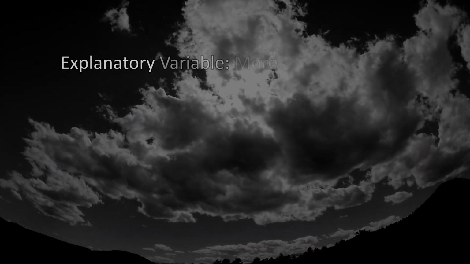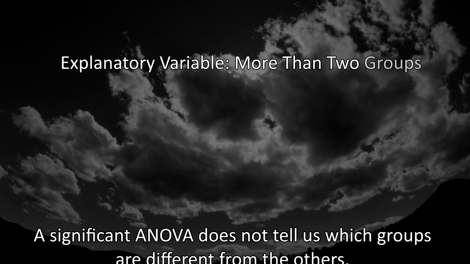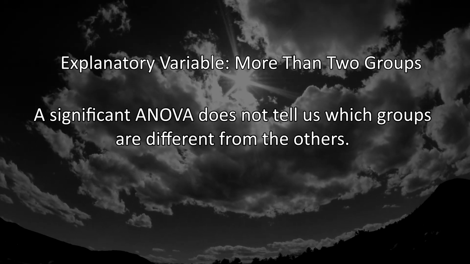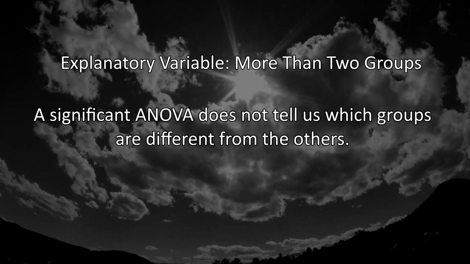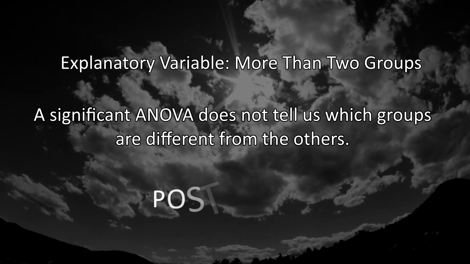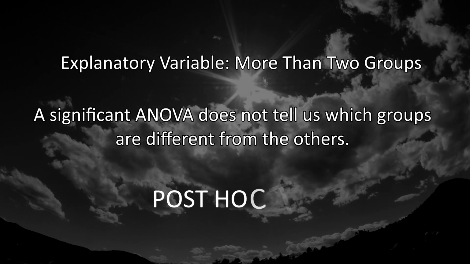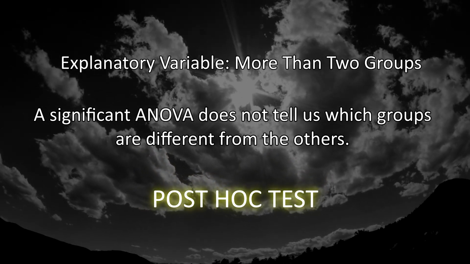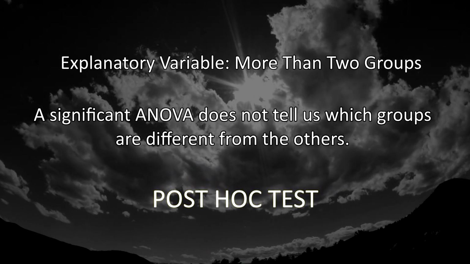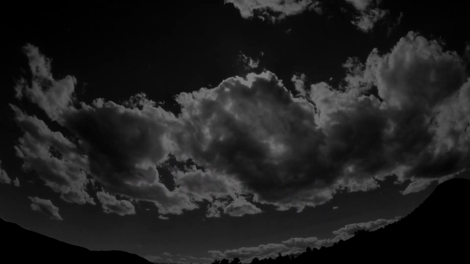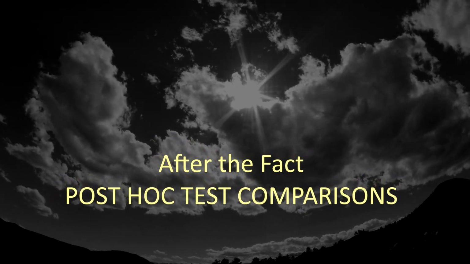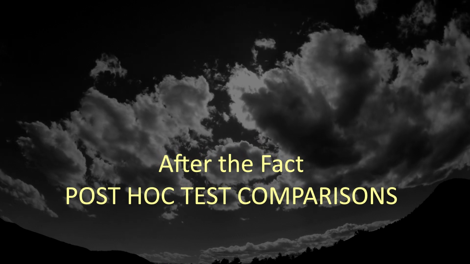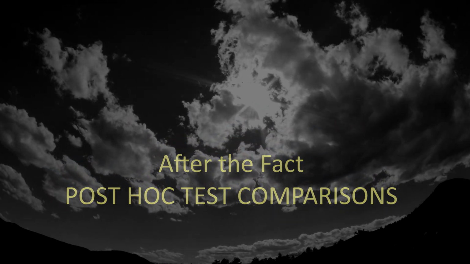In the case where the explanatory variable represents more than 2 groups, a significant ANOVA does not tell us which groups are different from the others. To determine which groups are different from the others, we would need to perform a post hoc test. A post hoc test conducts post hoc paired comparisons. Post hoc means after the fact, and these post hoc paired comparisons must be conducted in a particular way in order to prevent excessive type 1 error.